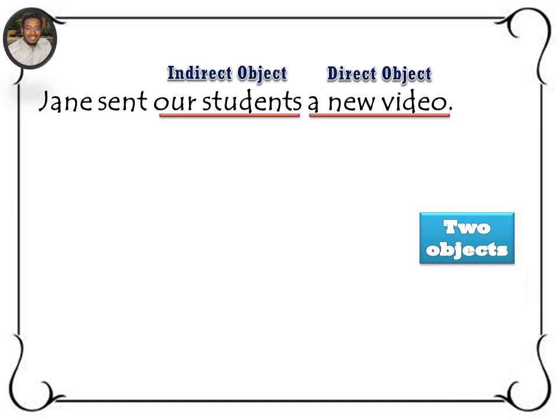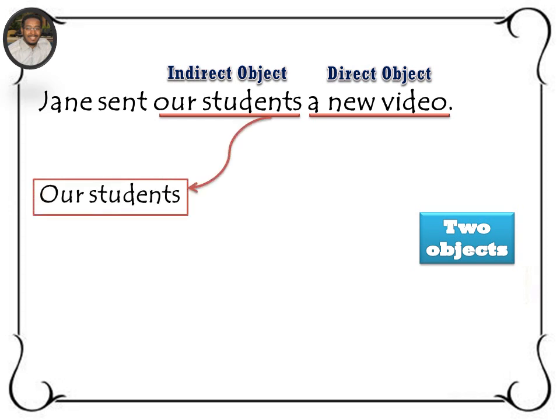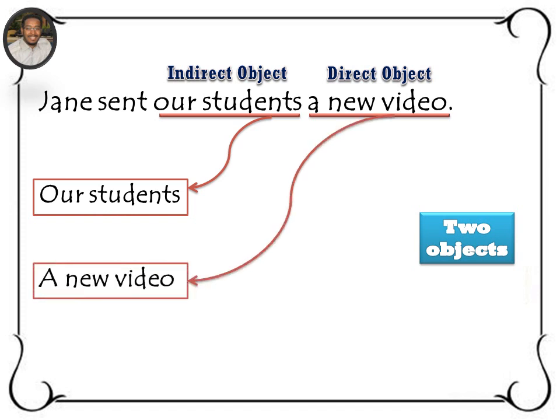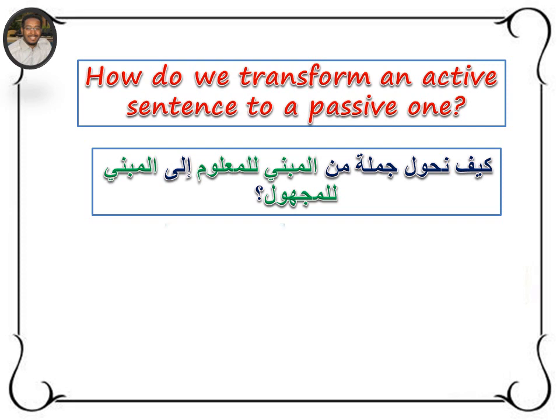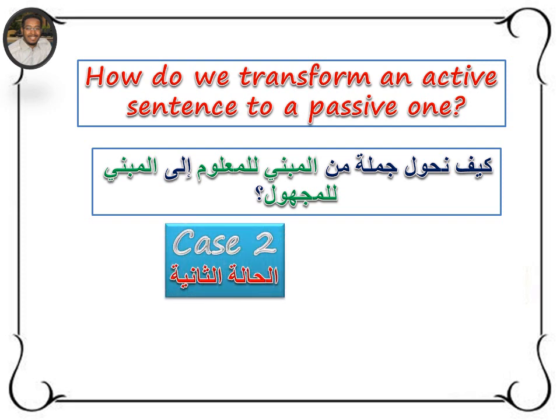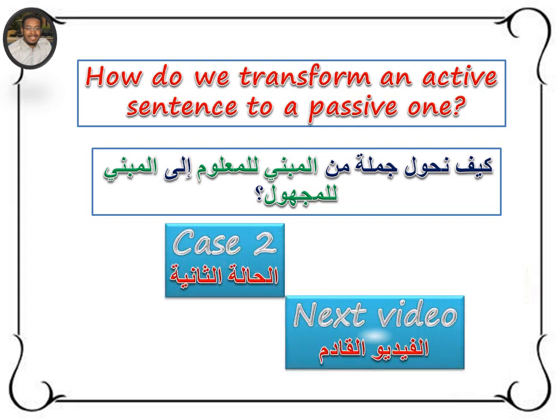If we want to transform a sentence in which we have two objects from active voice to passive voice, we can start with the indirect object or with the direct object. And this is case 2, which we'll see in the next video soon, inshallah.